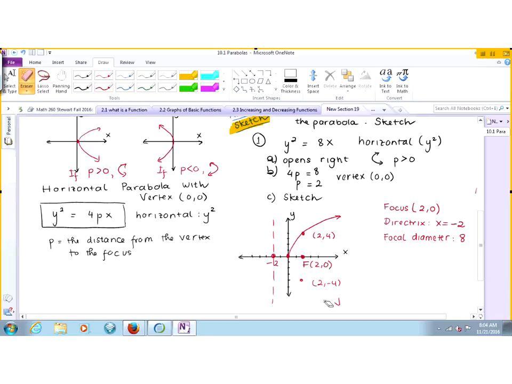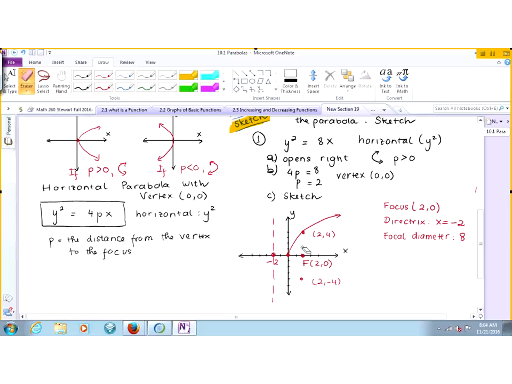Of course, it has to look better, right? They have to be symmetric. So the way to draw my parabola is a little bit different. So that's my parabola. All right, I'm waiting for questions. Are we okay?